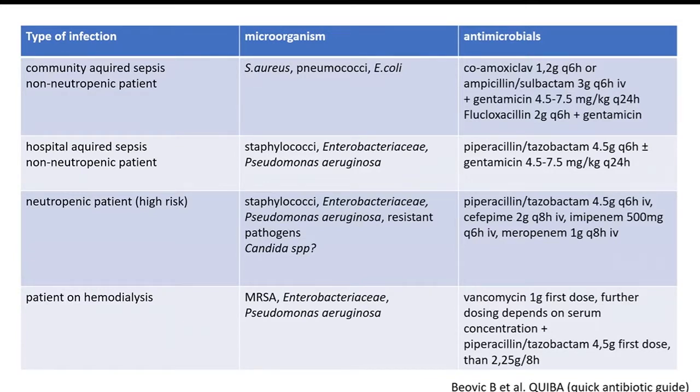So how do we prescribe antibiotics in some cases? For community-acquired sepsis, for example, then for hospital-acquired sepsis, where we must account for bacteria like Pseudomonas aeruginosa, then in high-risk neutropenic patients, resistant pathogens come into play, Pseudomonas, or in some patients even Candida, and for patients on hemodialysis or indwelling catheters, these are the bacteria that should be covered. So this is one of our schemes that we use.